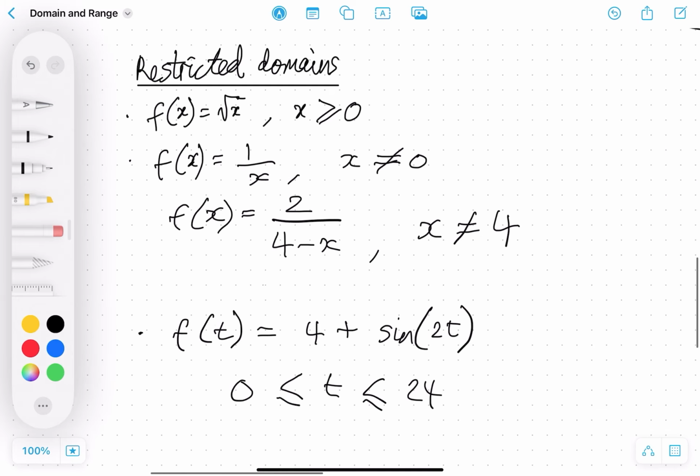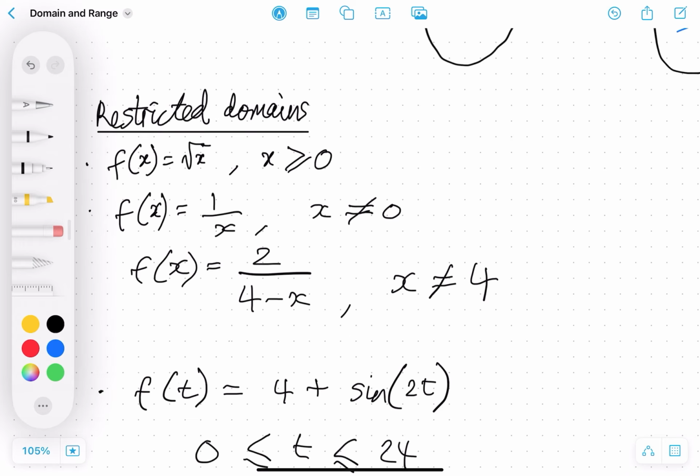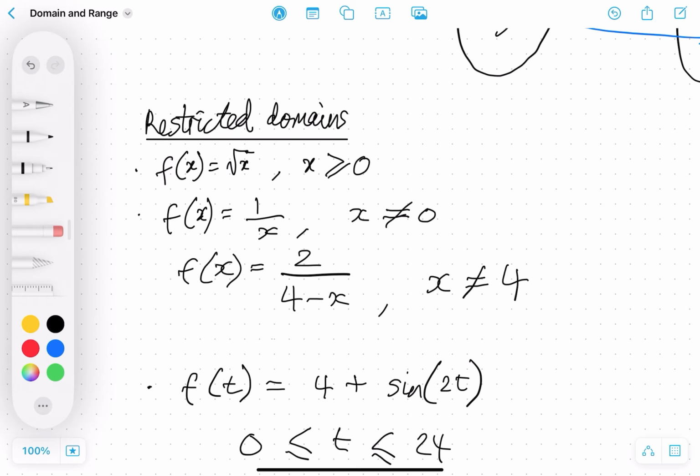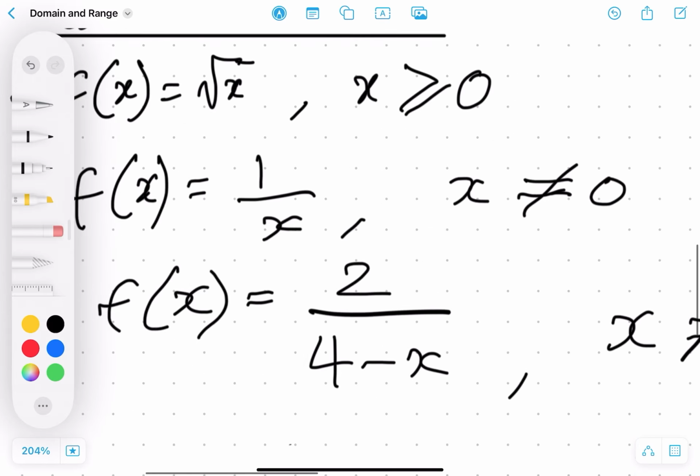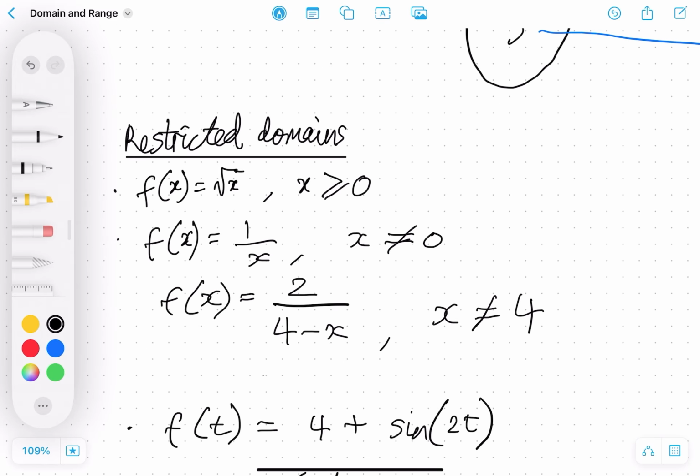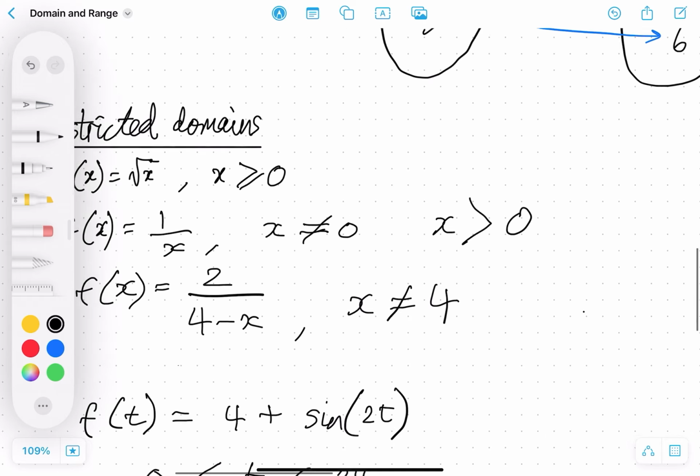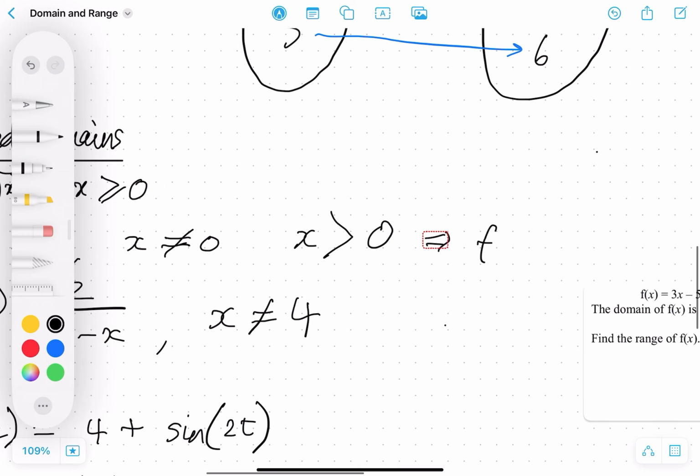Right, so that's all about restricted domains. And of course, each domain will also affect what the range is. So if we restrict the domain, let's say for this, let's go back to this 1 over x example. Let's say we restrict the domain to x is greater than 0. So if we restrict the domain now to x is greater than 0, that means that this fraction can never be a negative number. And so the range of the function would also change. And f of x will be greater than 0 as well.